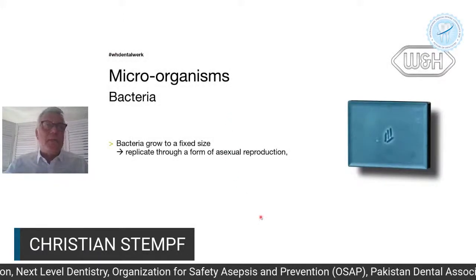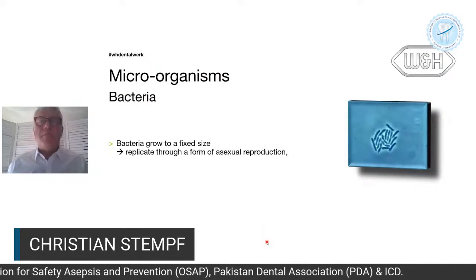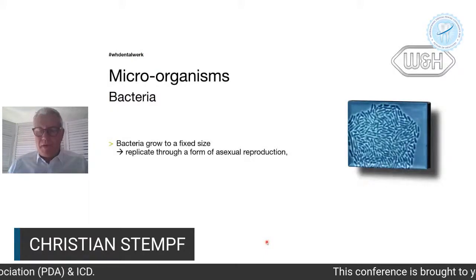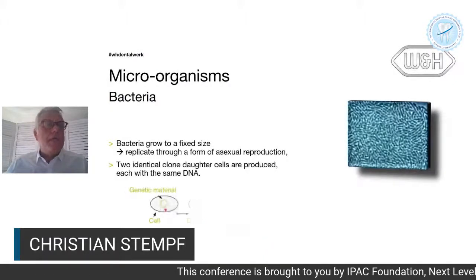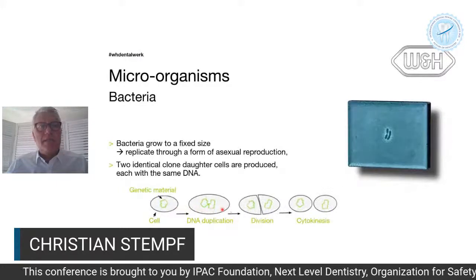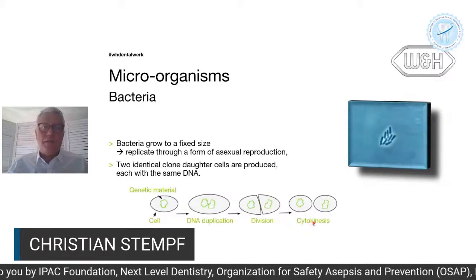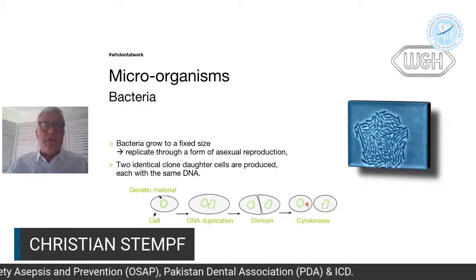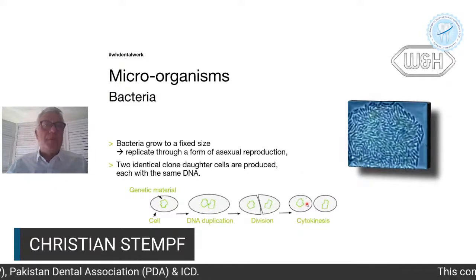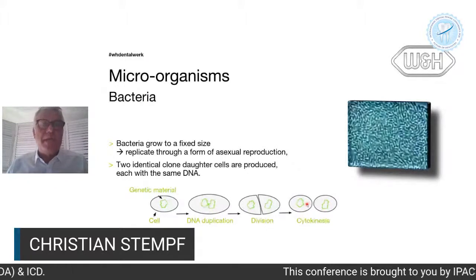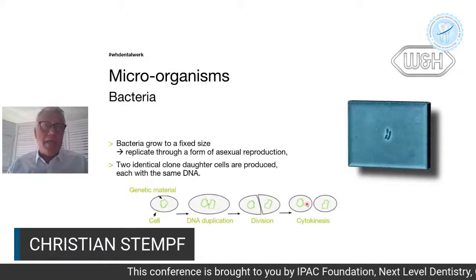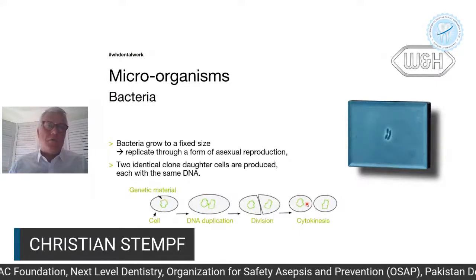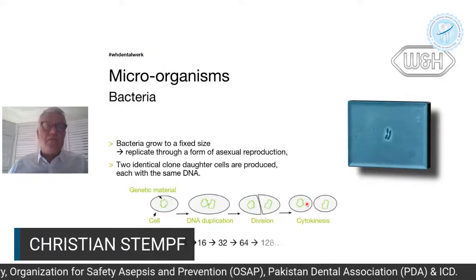Bacteria within a very nice medium grow and replicate. This is an asexual reproduction. By themselves, a bacterium will grow to a fixed size and start to split into two daughter cells. What you see here is the DNA, the genetic information of the bacteria. Nowadays we talk about proving that you do things right, that your procedures are up to date. Be aware that with DNA, it can be proven with some samples that one doctor might have infected a certain patient. So there are ways to prove it.